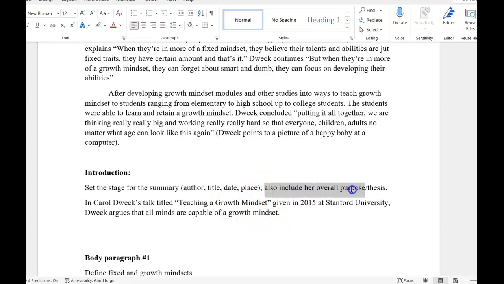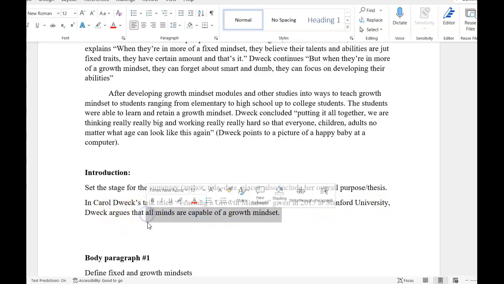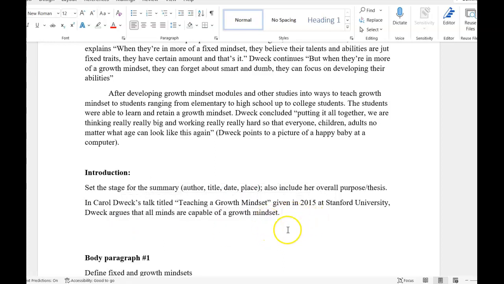You also, in that introduction, want to capture Dweck's overall message or what her overall purpose or thesis is. Why is she giving this talk? What are her main points? And so, a formal summary introduction would look something more like this. In Carol Dweck's talk titled Teaching Growth Mindset, given in 2015 at Stanford University, Dweck argues that, and this was your idea that I pulled down here, that all minds are capable of a growth mindset. And I think that's true. I think that is what she argues for. So this would make for a strong introduction to set the stage for you.